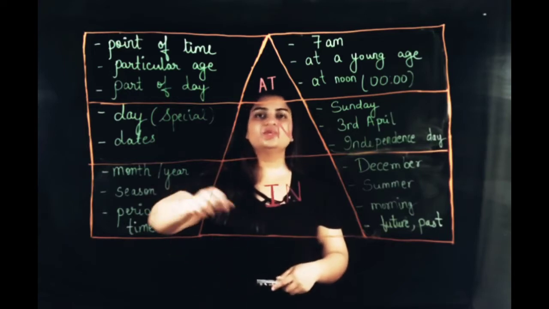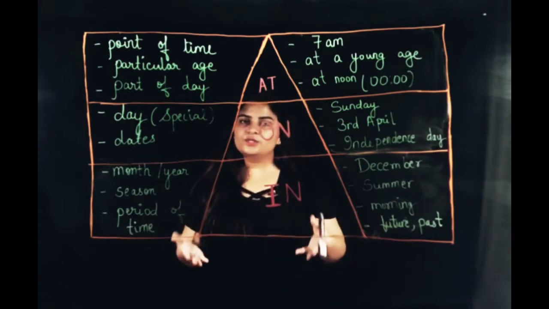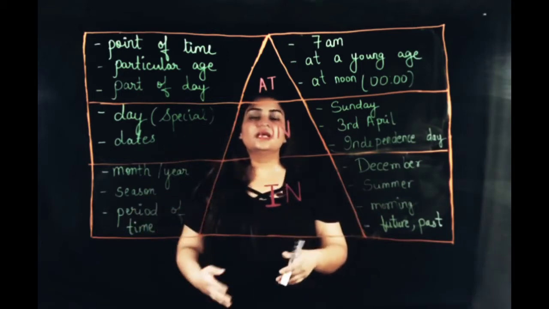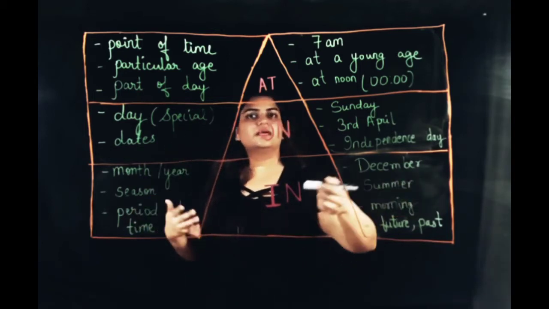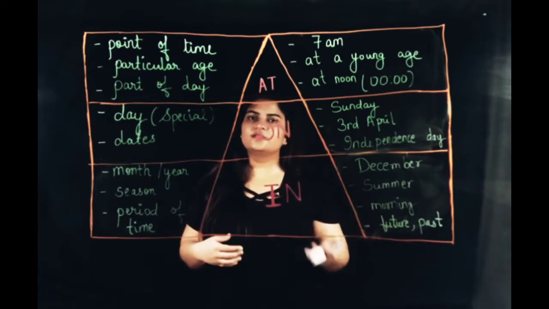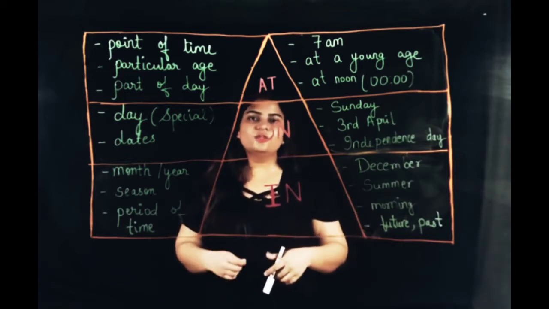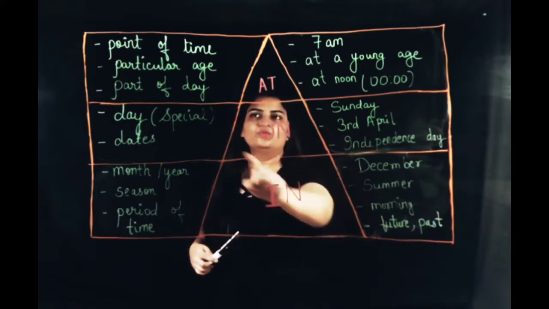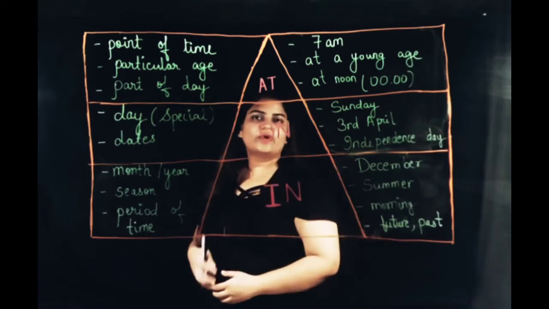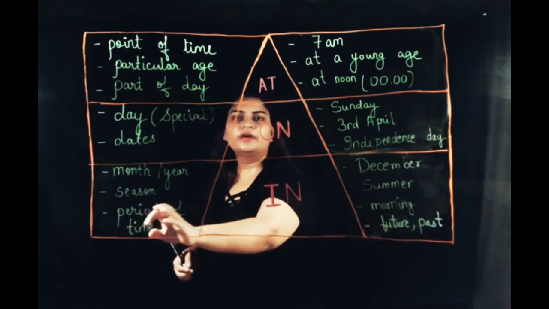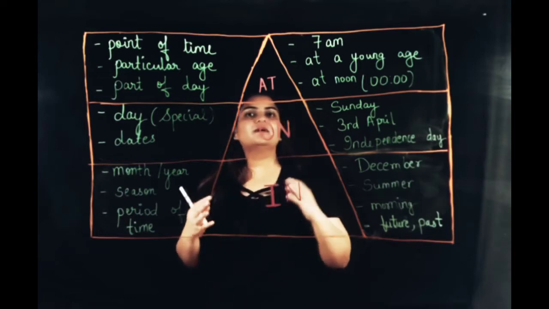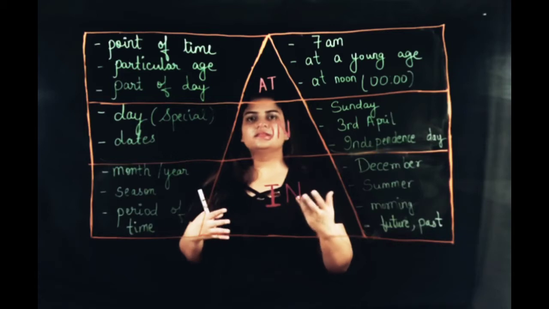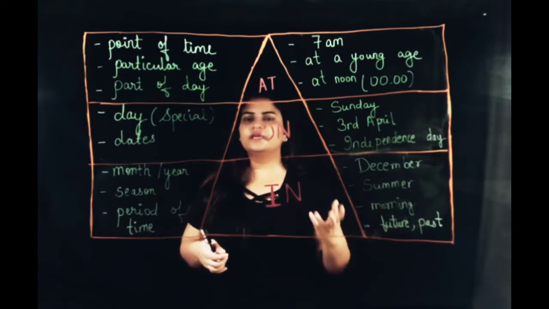Or we also use season. Now season is also a longer duration. That is why we are using in before season. In summer, in winter, in spring, in autumn, in this way. Or we also use in for the period of time. There in at we have used the part of the day, whereas while we use in, we use the period of time. Like in the morning. After midnight, the morning starts and it is till 11:59 in the day.